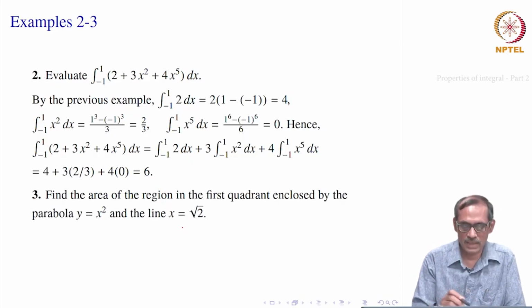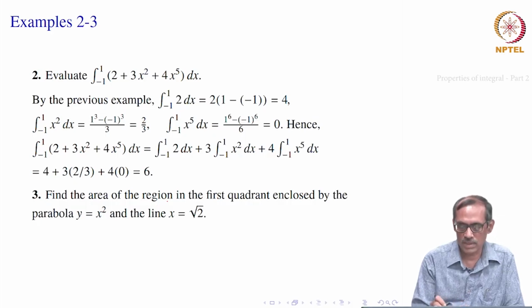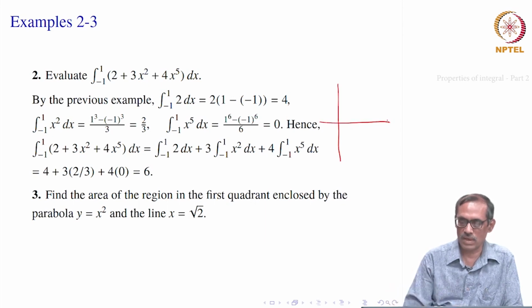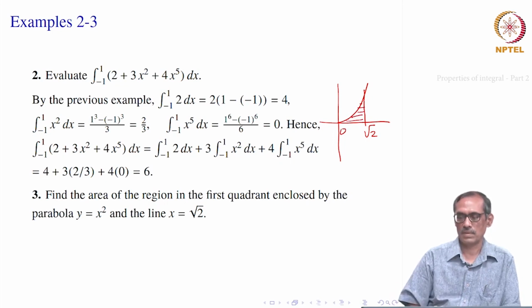Okay. So, here we are asked, let us see the third example. Find the area of the region in the first quadrant. So, we want to compute the area of something in the first quadrant enclosed by the parabola y equal to x square. So, it looks something like this, y equal to x square, and the line x equal to root 2. So, say this is root 2. So, this is the area we want to compute, right.